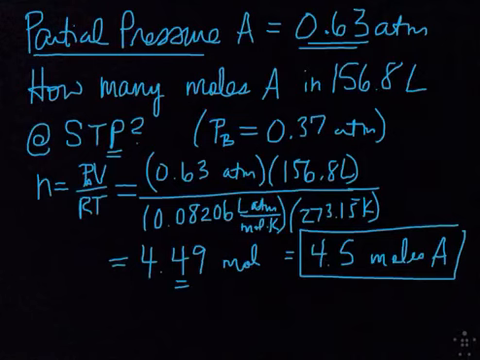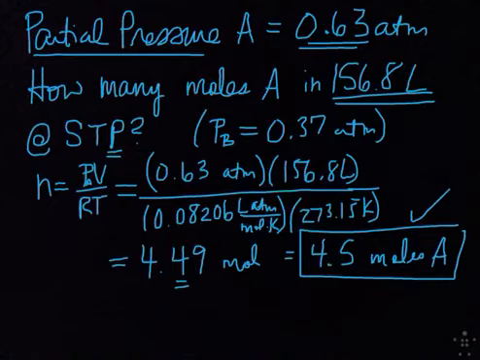So if we work this all out, we get 4.49 moles of A, or to the right sig figs, that's 4.5 moles of A. Now that's a lot of moles of gas, but if we think about it, it makes sense because we have a really large volume, right? So big volume would be a large number of moles. And we know there should be about 22.4 liters per mole, and so that comes out to be about right with that number of moles in that volume.